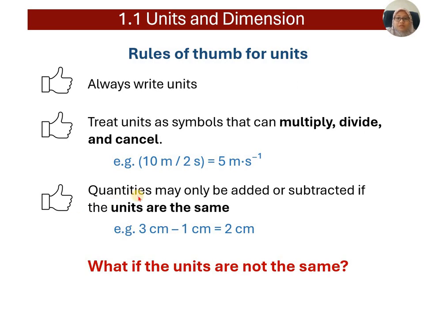Number 3, lastly, quantities may only be added or subtracted if the units are the same. For example, you can do this: 3 centimeter minus 1 centimeter equals 2 centimeter. But what if the units are not the same? This is where unit conversion comes in, whereby you have to change the units first. So when all the units are the same, then you can do addition or subtraction. We'll cover unit conversion in the next subtopic.